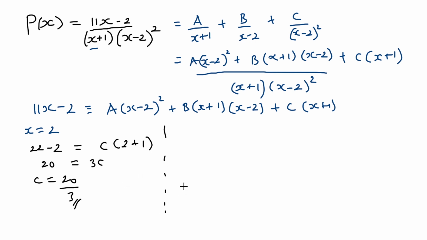Let's proceed. How best can we get the value of B or A? Since I have x plus 1 here, I can let x be equal to negative 1, so that it eliminates this part, it also eliminates this, and I remain with only this, and I'll be able to find the value of A. So if x is negative 1, substituting on the left-hand side, we have negative 11 minus 2.